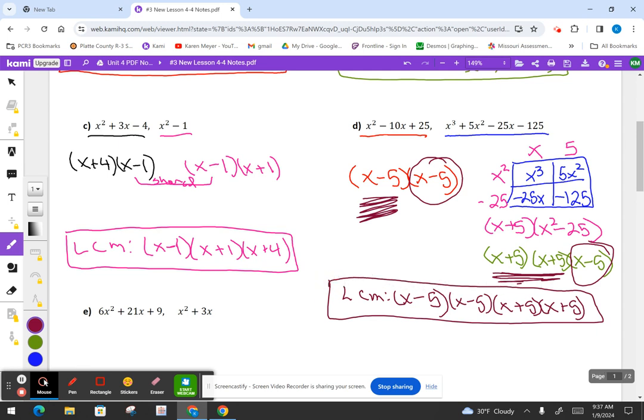So the reason I made this one up is I wanted you to realize that the x minus 5s, there are 3 of them all together. You get to circle one from each set and write it down once, but then you do have that leftover one that you still have to include.